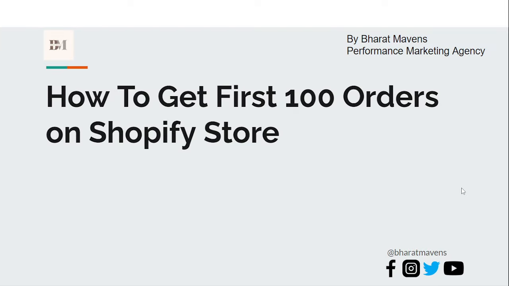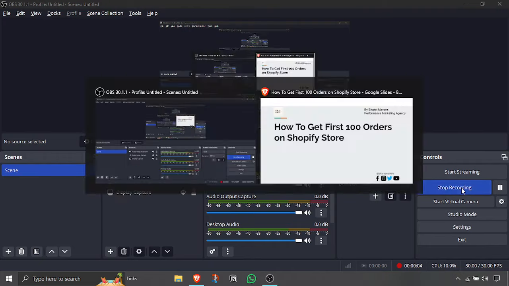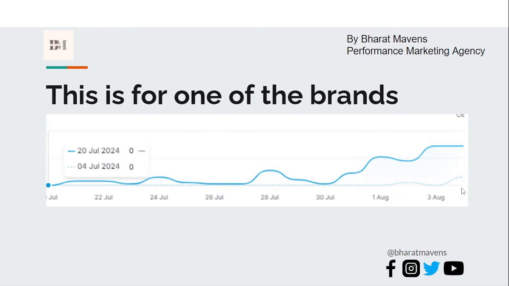In this video, we'll go through how to get your first 100 orders on a Shopify store. Let's get started. This is for one of the brands which started off with us. We achieved almost 0 to 100 orders in 12 to 15 days for this brand.